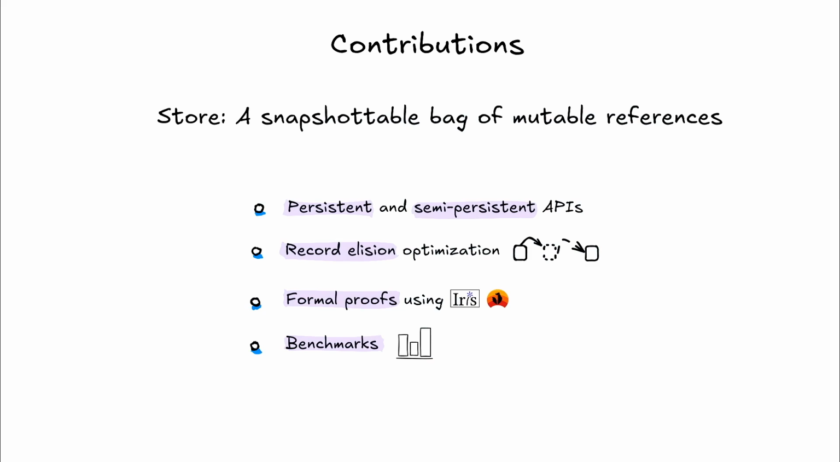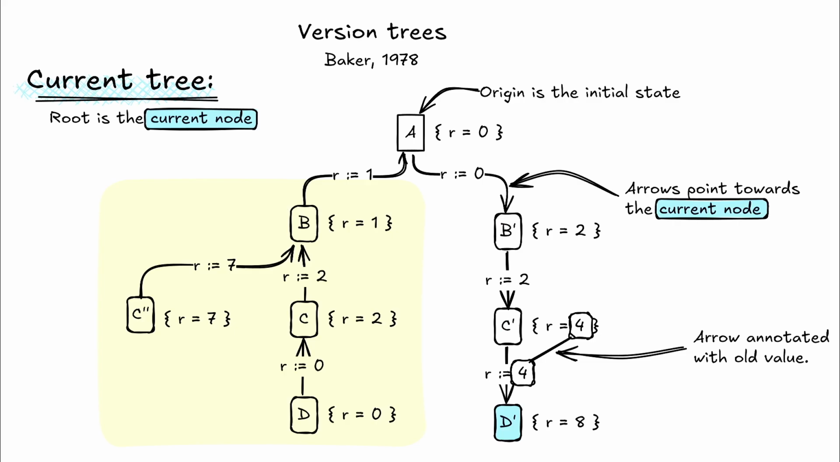So our contributions, and the way we achieve this, is to propose this data structure, the store, a snapshottable bag of mutable references with persistent and semi-persistent APIs in the same data structure; a record elision optimization that enables us to have the same performance as imperative references in the no backtracking case; formal proofs using Iris and Coq, because the data structure that we get is slightly tricky to reason about; and we also have benchmarks.